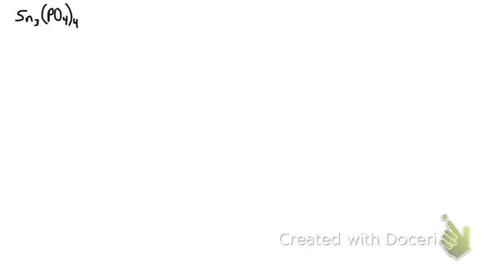The first thing we'll need to do is figure out what that positively charged cation is. Sn, if we look at the periodic table, is tin. It's element number 50.